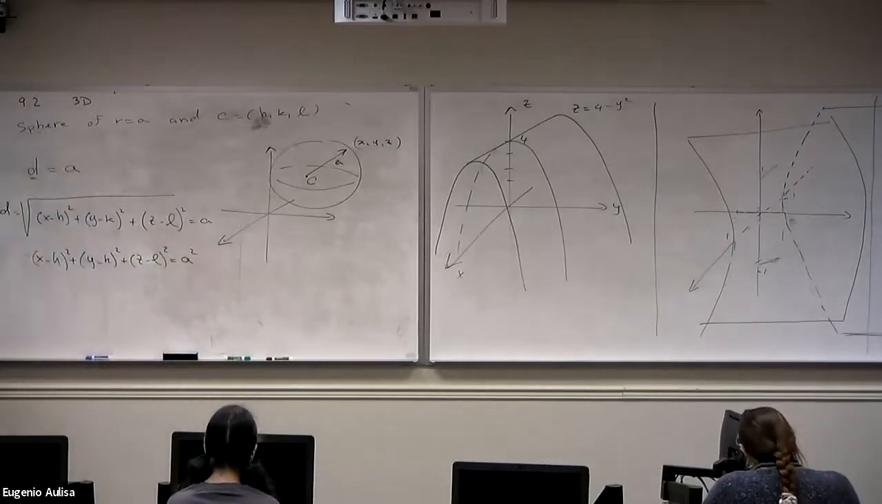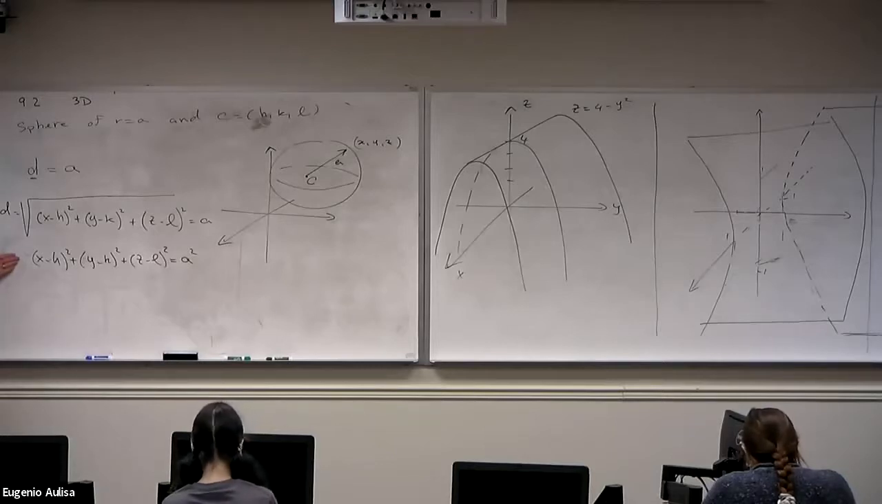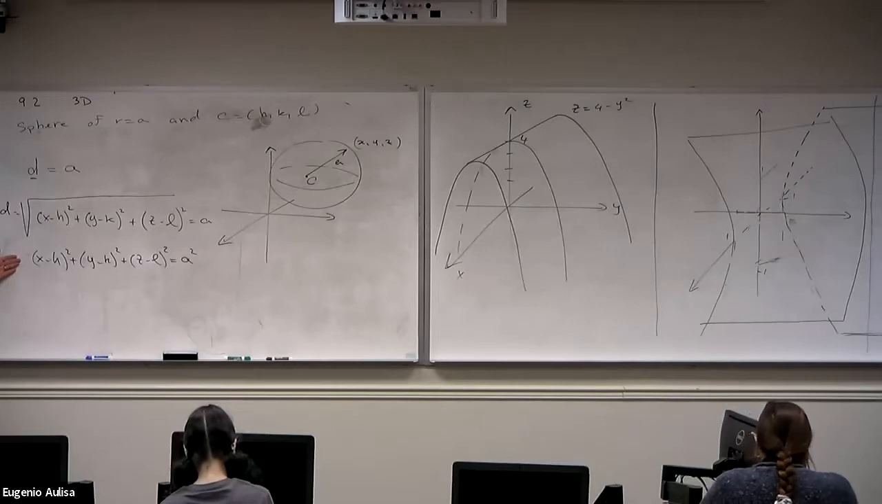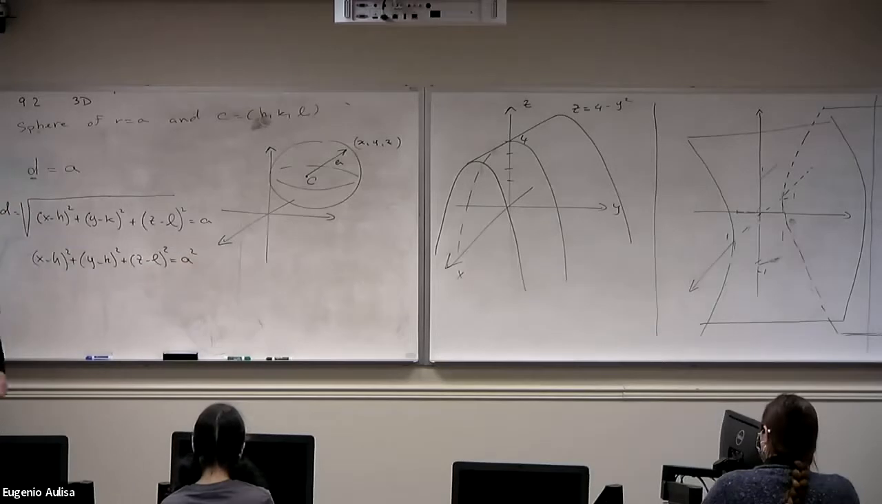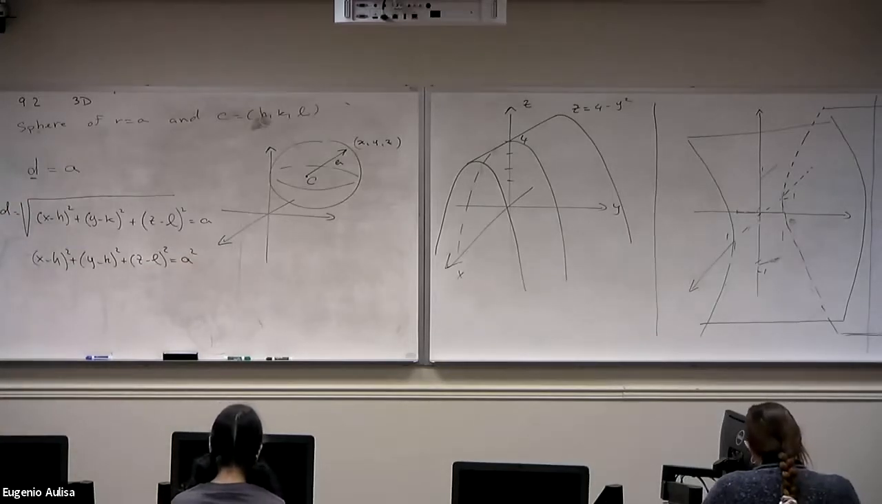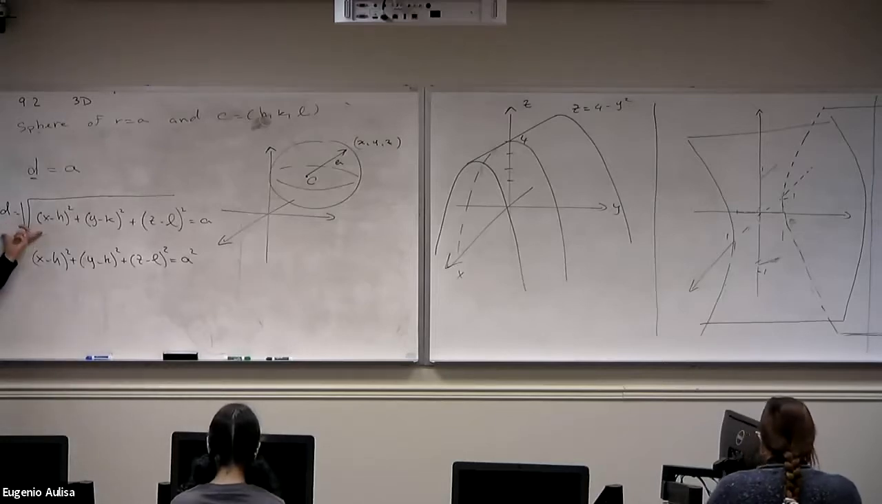(x − h)² + (y − k)² + (z − l)² = a². So this is the standard formula for a sphere centered at (h, k, l) with radius a. Agree? It comes straight forward from the definition of distance.